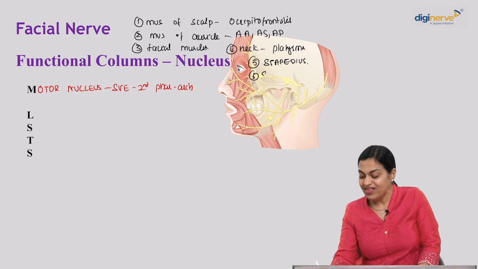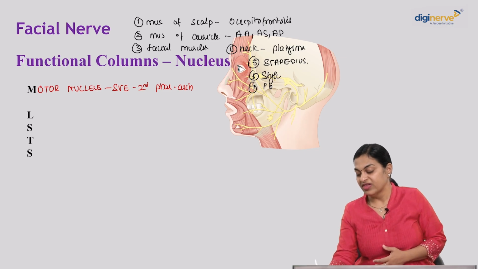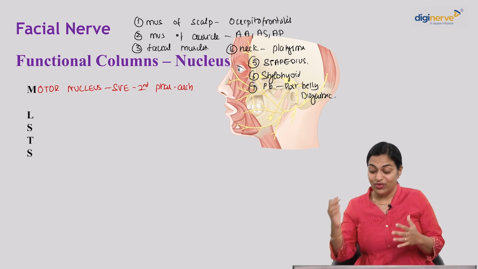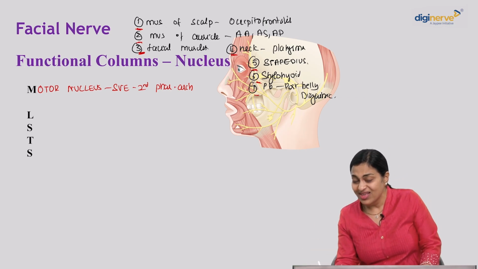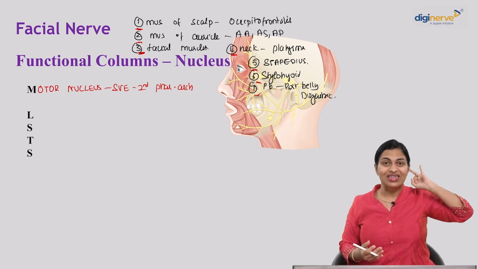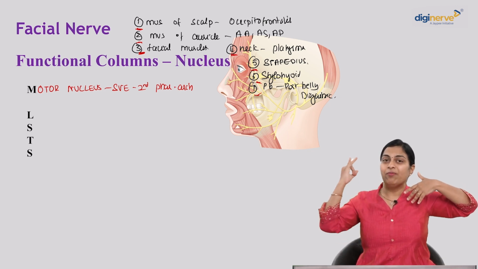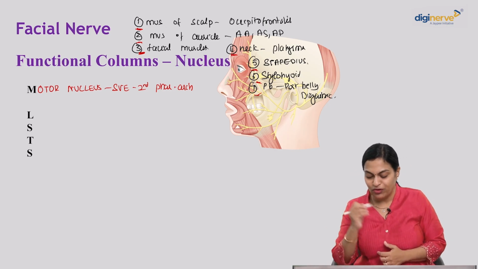Then we have the SPB muscle. I prefer to call it SPB muscle, okay? The stylohyoid and the posterior belly of digastric. Right? So, I don't know whether you understood it. 7 groups of muscles are innervated by the 7th cranial nerve. The muscles of the scalp, muscle of the auricle, the subcutaneous muscle of the face, muscle of the neck, muscle within the ear, SPB, stylohyoid and posterior belly of digastric, right? Okay, that's the motor nucleus of the facial nerve.